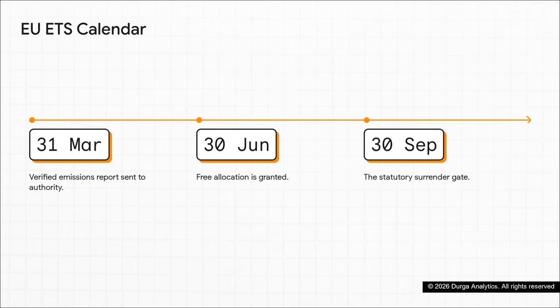Looking at the EU ETS calendar, you're dealing with immovable reality. March 31st, verified emissions reported. June 30th, free allocation granted. September 30th, the surrender gate.